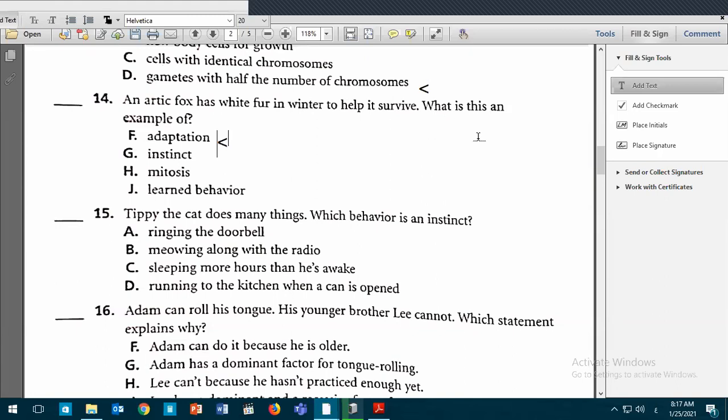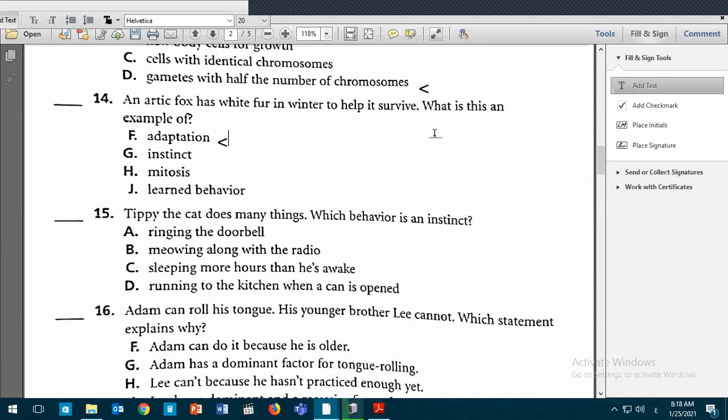Okay, Tippy the cat does many things. Which behavior is an instinct? Ringing the doorbell, meowing along with the radio, sleeping more hours than he's awake, or running to the kitchen when a can is opened. What do you think? One of those is an instinct that he's not learning, he just knows it.